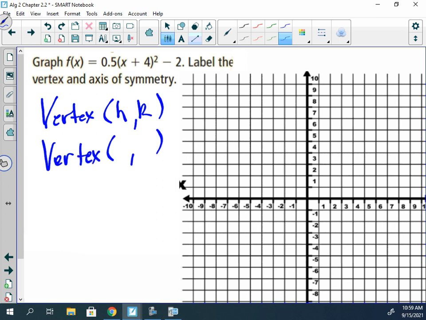So the vertex is going to be our h comma k. Looking at this here, what would be the vertex? Since we have positive 4 inside the function for h, it would come out as negative 4. And the value of k would be negative 2.